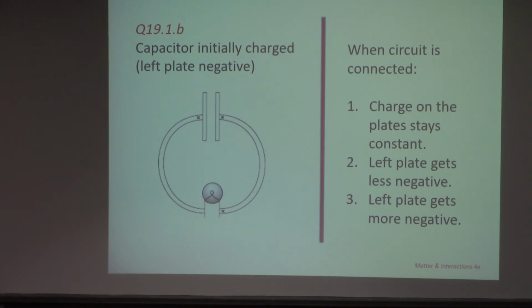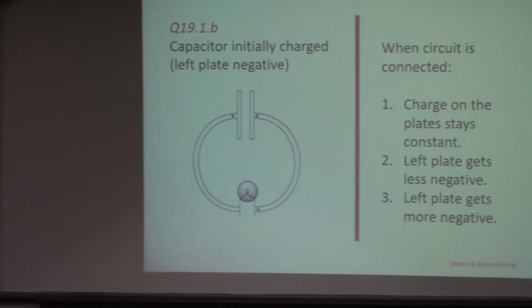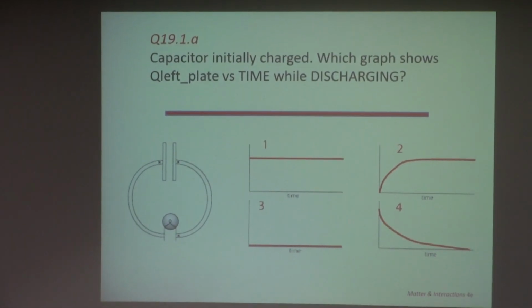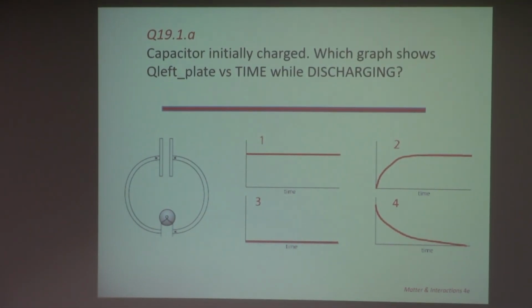Okay, so the left plate starts out negative. Okay, so presumably the left plate gets less negative, charges flowing off the capacitor through the bulb and onto the other plate. And so what do you think is a good graph of the charge on the left plate, the absolute value of the charge on the left plate while you're discharging it? So the amount of charge, so the absolute value of the charge, so that it starts at a positive number, okay?